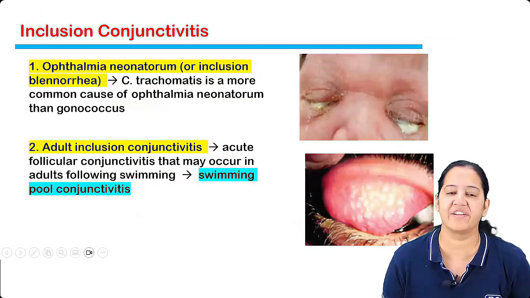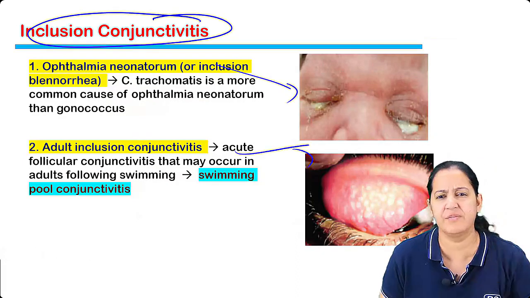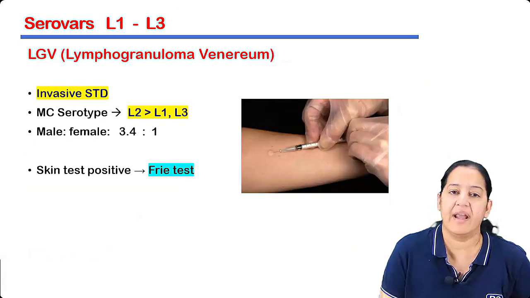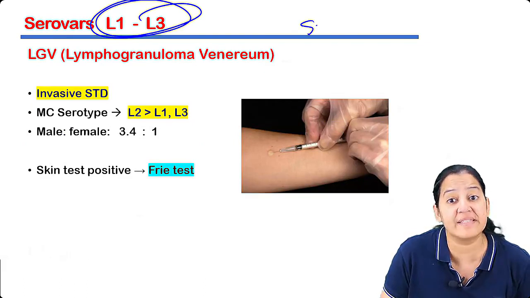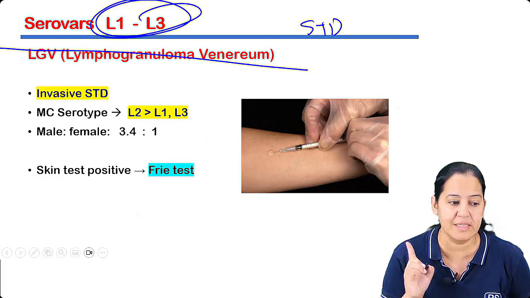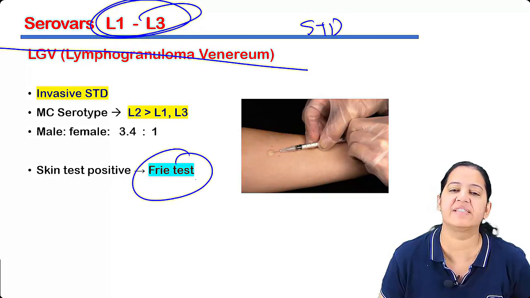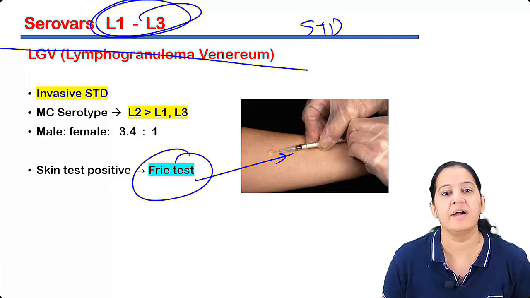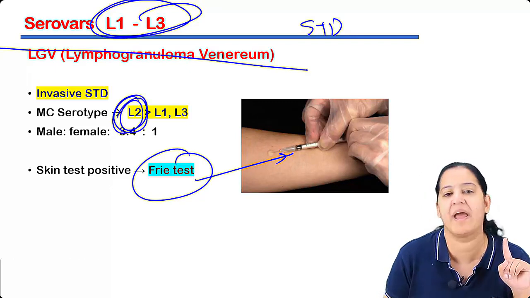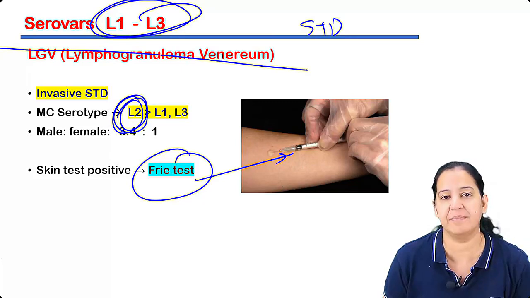So this is genital. Then inclusion conjunctivitis, which you will read in ophthal, and pneumonia. L1, L2, L3 cause an STD called lymphogranuloma venereum. It is an STD. We do the Frei test, a skin test, to diagnose it. Among L1, L2, L3, maximum cases are caused by L2. It's also a question. It's not L1. Maximum is L2.